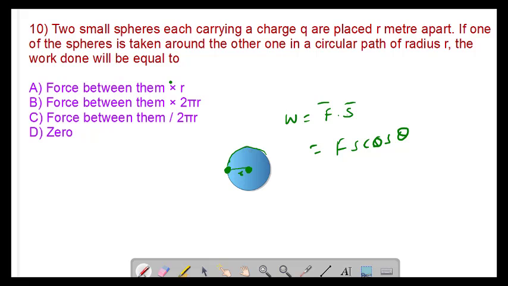Now because it is performing a circular motion, F is the force acting on this particular charge which is moving around on the circular path. F is directed towards the center of the circle, and the displacement is along the tangent to the circle. So the angle theta between F and s is actually 90 degrees. So we have Fs cos 90, and cos 90 is 0. So work done in this case will be 0. So in this case D is the answer.